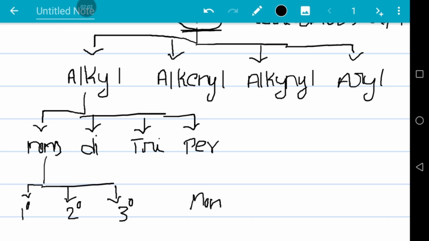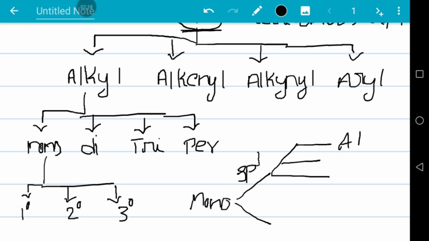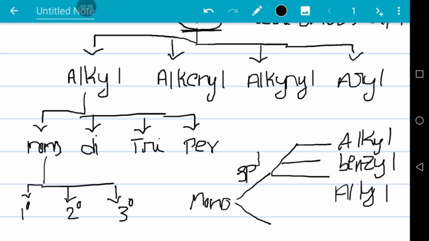And monohalogen compounds are again classified into different types based on the hybridization of the carbon. Based on the sp3 hybridized carbon, again three types are there. What are those? One is the alkyl halides, second one is the benzyl halides, and third one is the allyl halides. Next, based on the sp2 hybridized carbon, totally two types are there: the vinyl halides and the aryl halides. So this is the classification of halogen compounds.